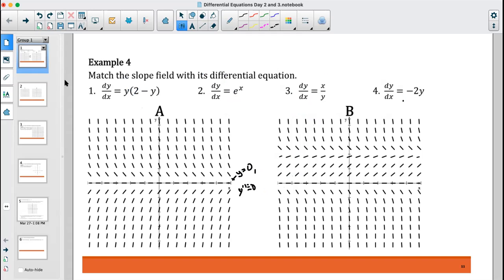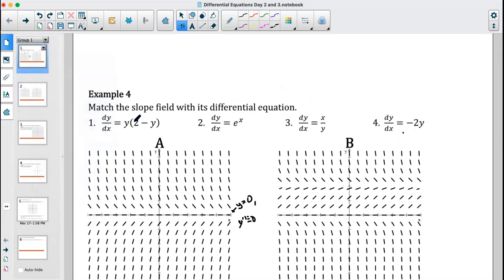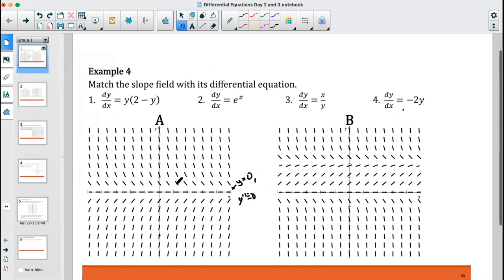So if I look at the other ones, it looks like 1 and 4 are going to have to go with a and b, because in both of these slope fields, when y is 0, the derivative is also 0. The way you determine which is which is to look for another point like that. Generally, I look for places where the derivative is either 0 or undefined. Here it looks like it's 0 at y equals 0 for both of these, which means a could be 1 or 4 and b could be 1 or 4. To determine which is which, you find another place like that.